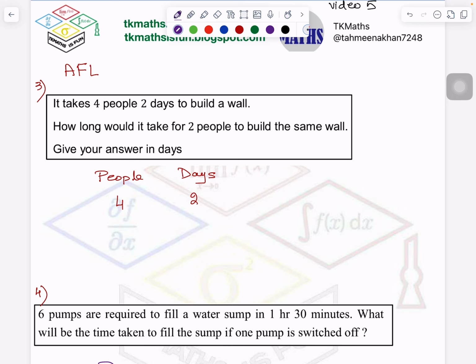So the factors are people and days. In the first situation, if 2 people are here, then how long will they take to build the same wall? Of course, manpower is decreasing in this case, so days will increase, it will take longer time. So it is an inverse proportion. Again, it is not mentioned in the question, so you have to identify.